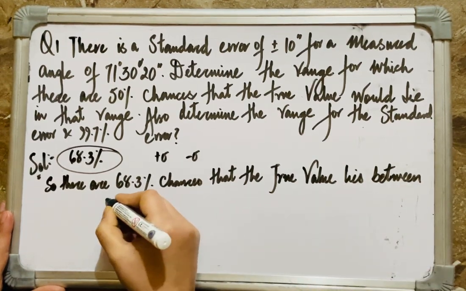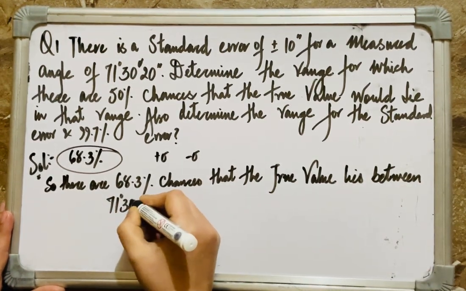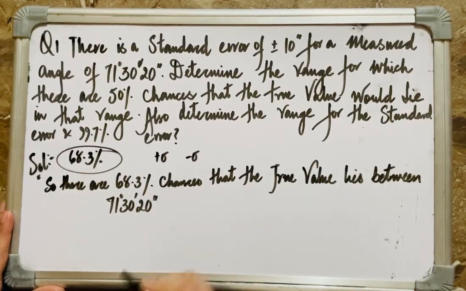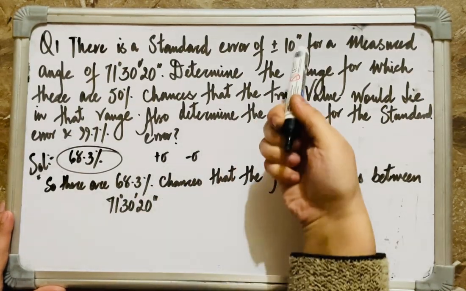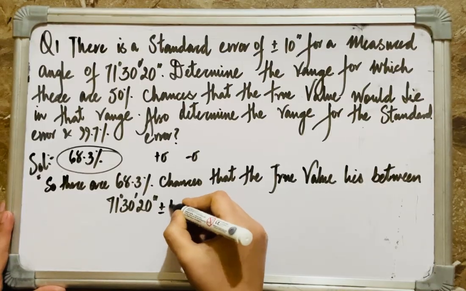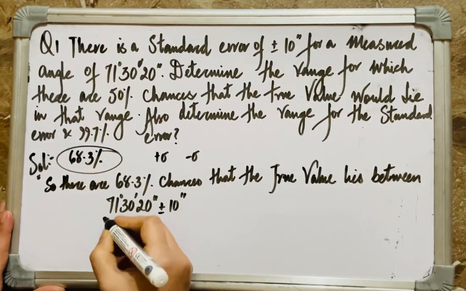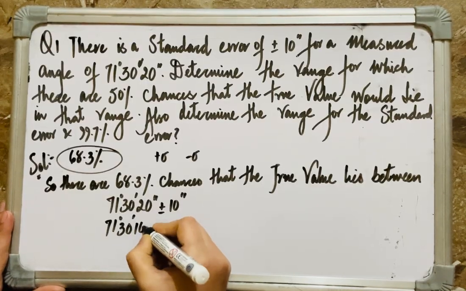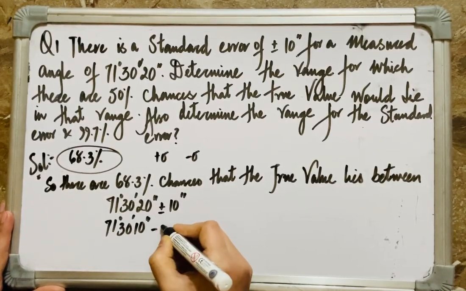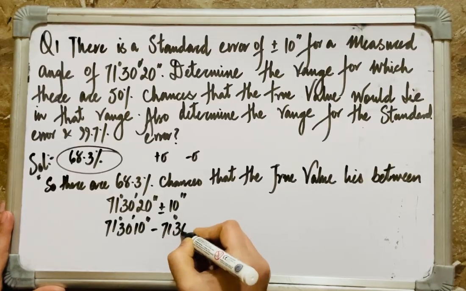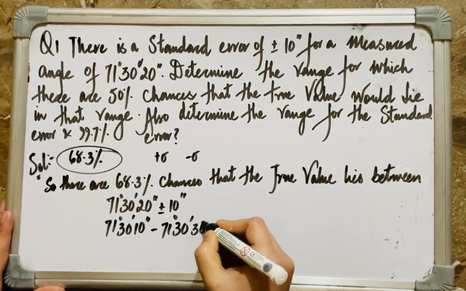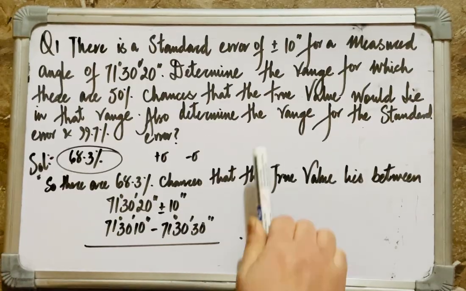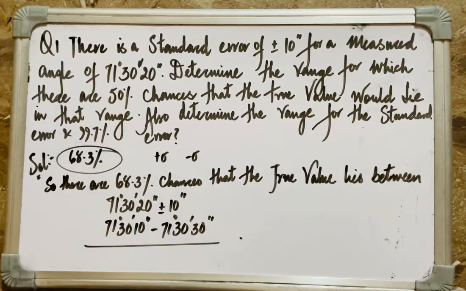What is the observed value? 71 degrees, 30 minutes and 20 seconds. What is our standard deviation? Sigma plus minus 10 seconds. So the range is 71 degrees, 30 minutes, 10 seconds to 71 degrees, 30 minutes and 30 seconds. This is the range for the standard error or the standard deviation.